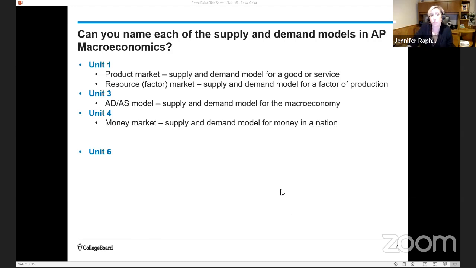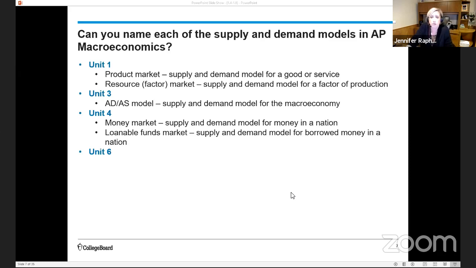When you got to Unit 4, you learned about the money market, which has the supply and demand for money in a nation. And you also learned about the loanable funds market, which is the supply and demand for borrowed money in a nation. And then last week, we reviewed Unit 6, which included foreign exchange markets, which is the supply and demand for currency.